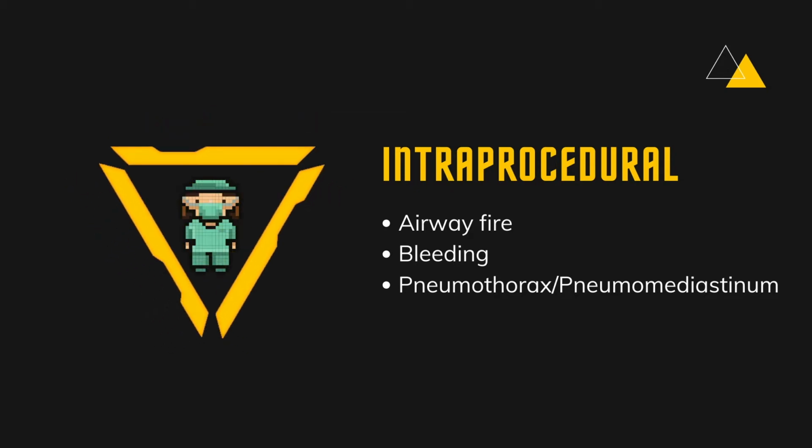Bleeding. Intraoperatively, most bleeding is secondary to anterior jugular vein injury or from bleeding edges of the thyroid. Pneumothorax or pneumomediastinum, which may be due to direct injury to the pleura or dissection of air along the trachea or rupture of an alveolar bleb.